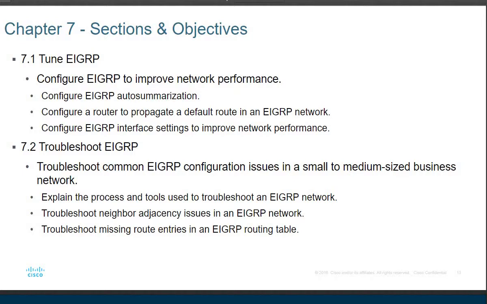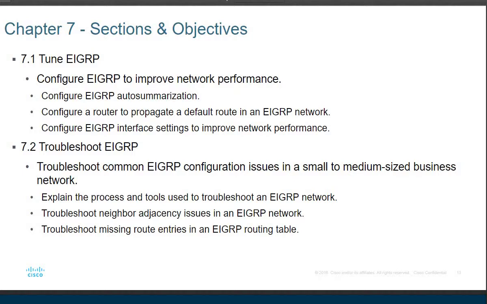7.1 Tune EIGRP: Configure EIGRP to improve network performance. Configure EIGRP autosummarization. Configure a router to propagate a default route in an EIGRP network. Configure EIGRP interface settings to improve network performance.